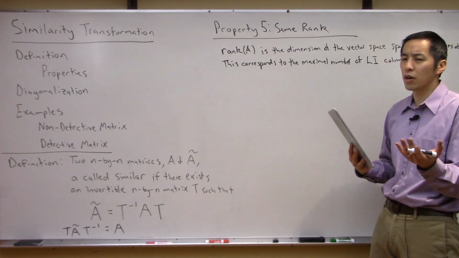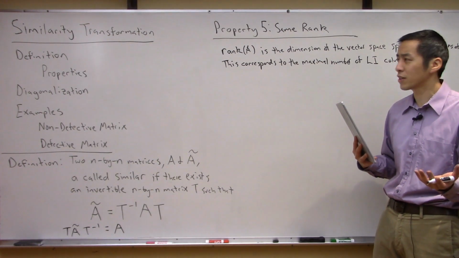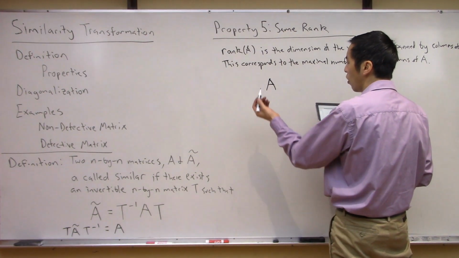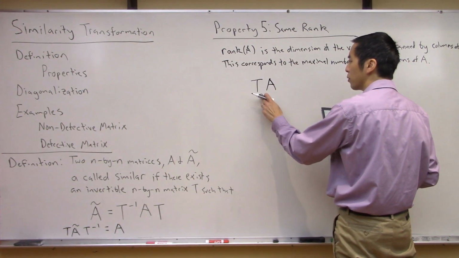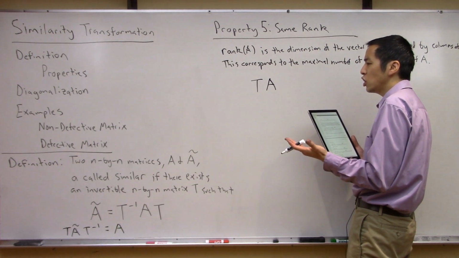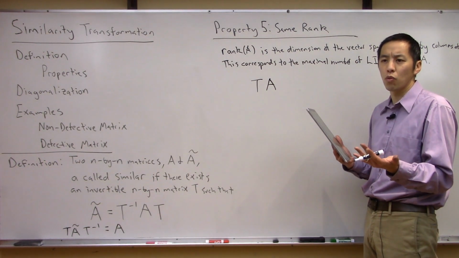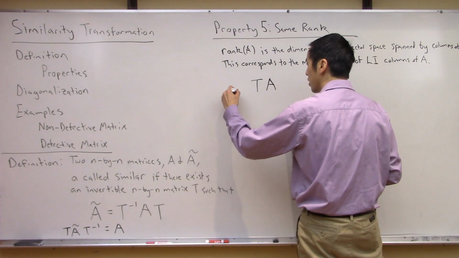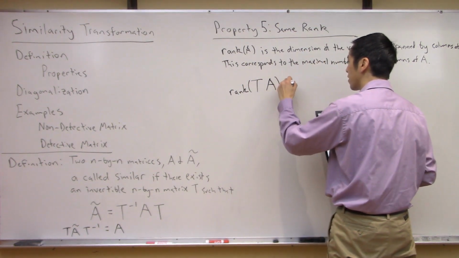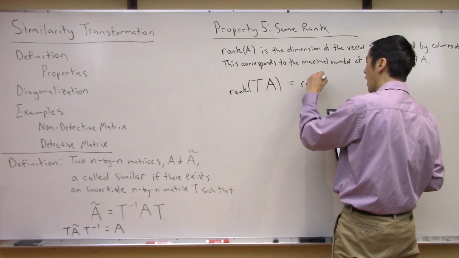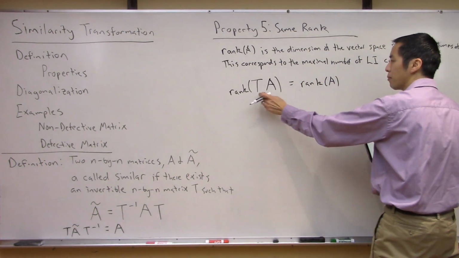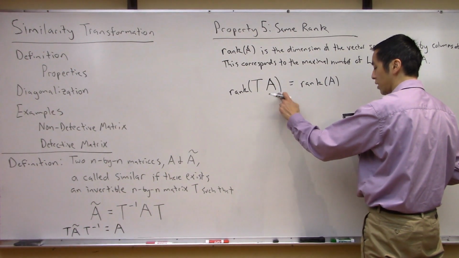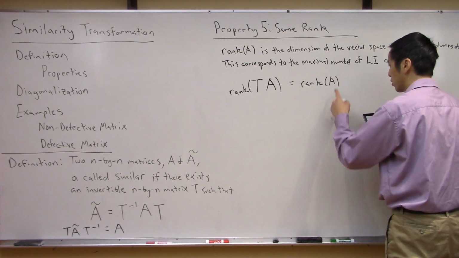So if we take that perspective, you can see that if you have a matrix A and you transform it by some invertible T, you're not changing the number of linearly independent columns of that matrix, because T is invertible. So the rank of this thing is the same as the rank of A. You haven't changed the rank by multiplying by an invertible T. And in fact, the invertible T can be on this side or the other side. It doesn't really matter. In fact, let me write this.